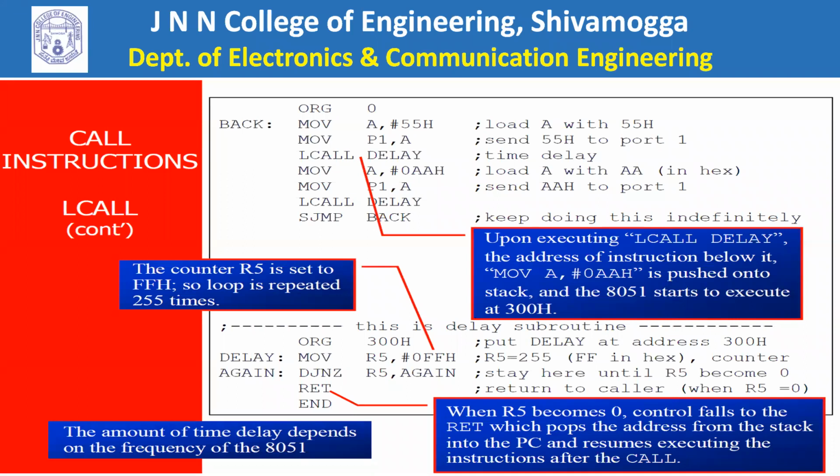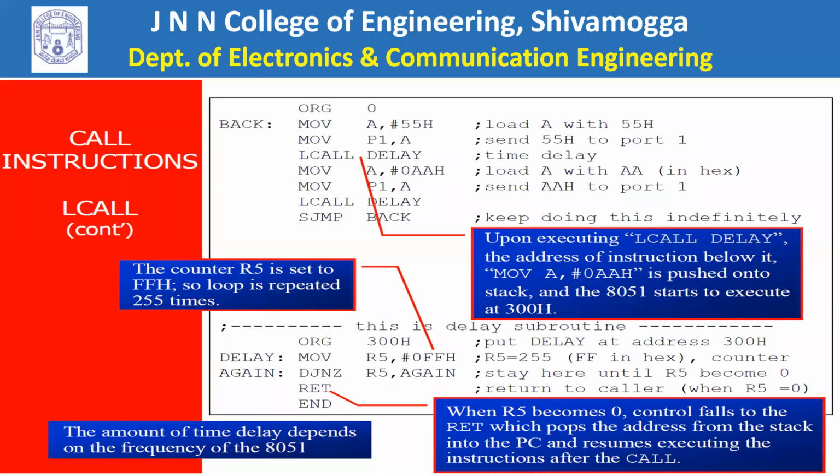Very neat explanation. You can see LCALL delay, a subroutine you are calling. Upon executing LCALL delay, the address of the instruction below it is pushed into the stack. What is the address of the instruction below it? It is the address of MOV A, #AA. The 8051 starts to execute at 300H, where you have the delay subroutine, and that will be executed.